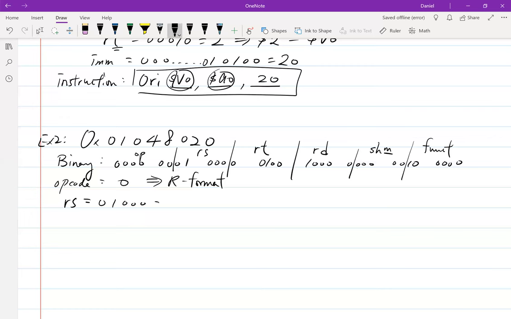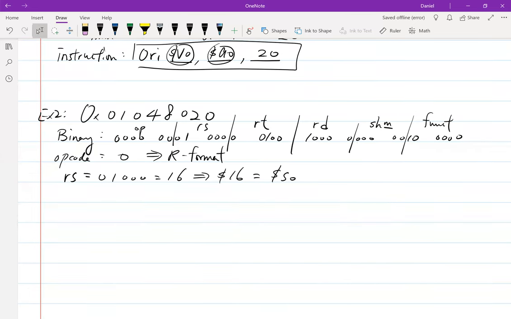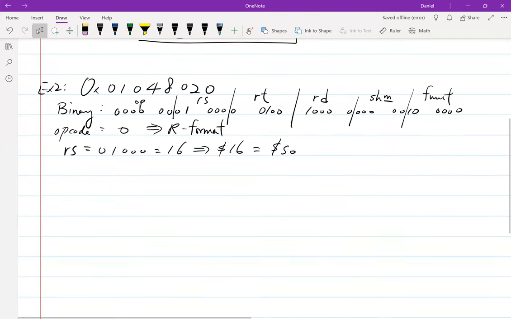RS is 01000, which is 16. So you have register 16, which is what? That's zero, right? So again, be familiar with the MIPS sheet so that you don't have to go back to it that often. And next, RT is 00100, which is 4. You have register 4, which is A0, right?